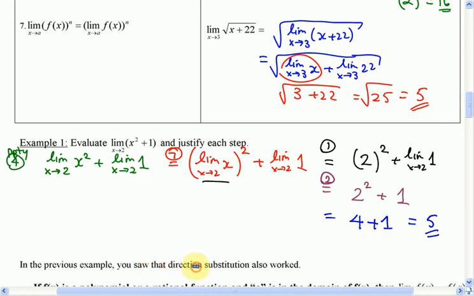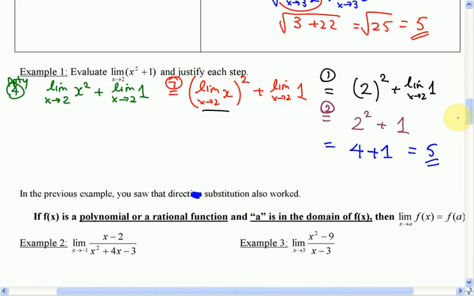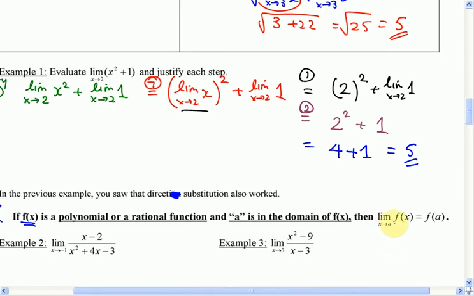So you saw that direct substitution also worked. Now, here's a general property. If the function is a polynomial or a rational function, so that's a fraction, okay, and the value of a that you're plugging in, so you're approaching a, is in the domain, meaning for the rational function, it can't make the denominator equal to 0, then always, yes, always, the limit as x approaches a of the function is always equal to the value of the function. So this is like the value of the function, meaning like the y value, the stuff that you're used to, okay?